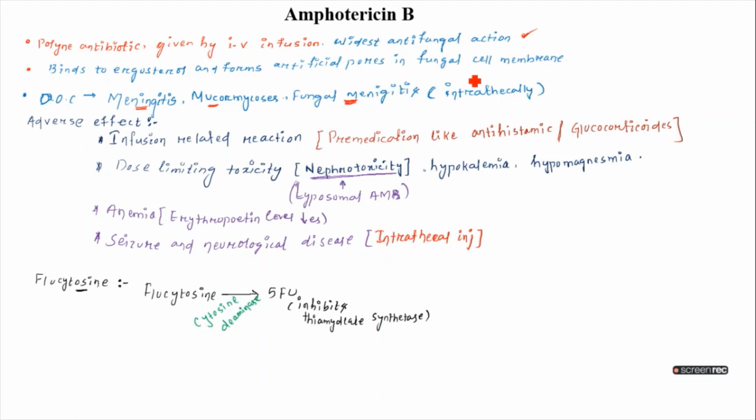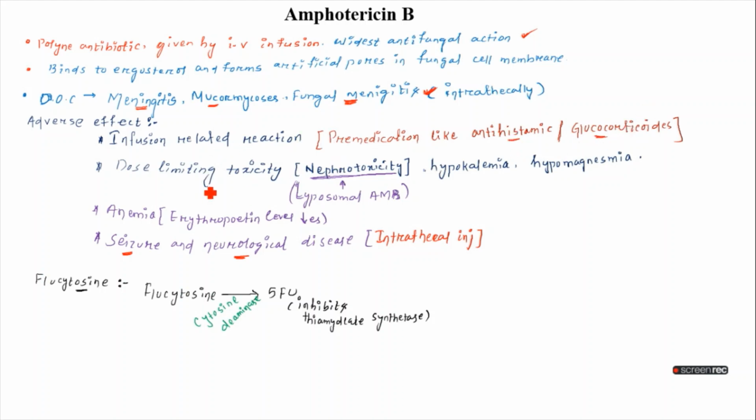Okay, in case of fungal meningitis, the drug can be given by the intrathecal route. The major disadvantage of giving the drug by the intrathecal route is that it can cause seizures and other neurological manifestations. When you administer amphotericin B, it can predominantly cause different types of infusion-related reactions. To minimize that, you have to give pre-medication like an antihistaminic and a glucocorticoid.